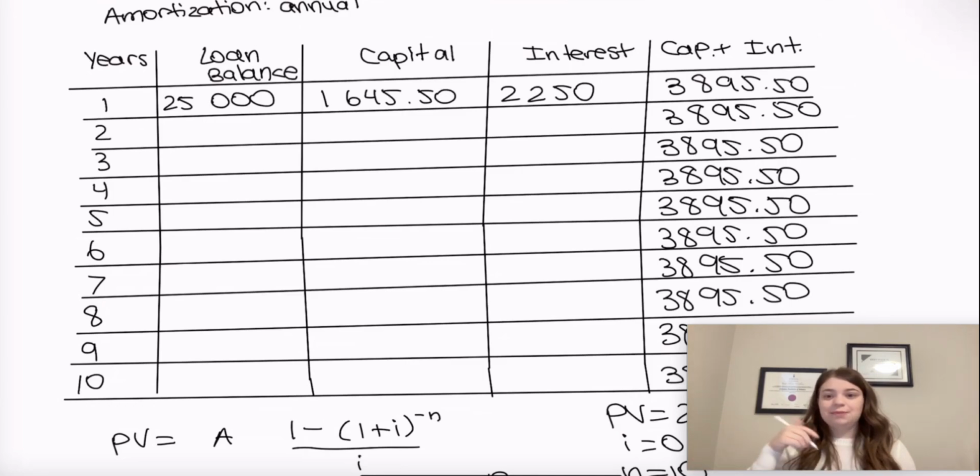All right, next we're going to subtract that from the loan balance, because after making this first payment, we paid $2,250 in interest. Unfortunately, that's just kind of gone. It's gone to the bank. We never get to see it again.